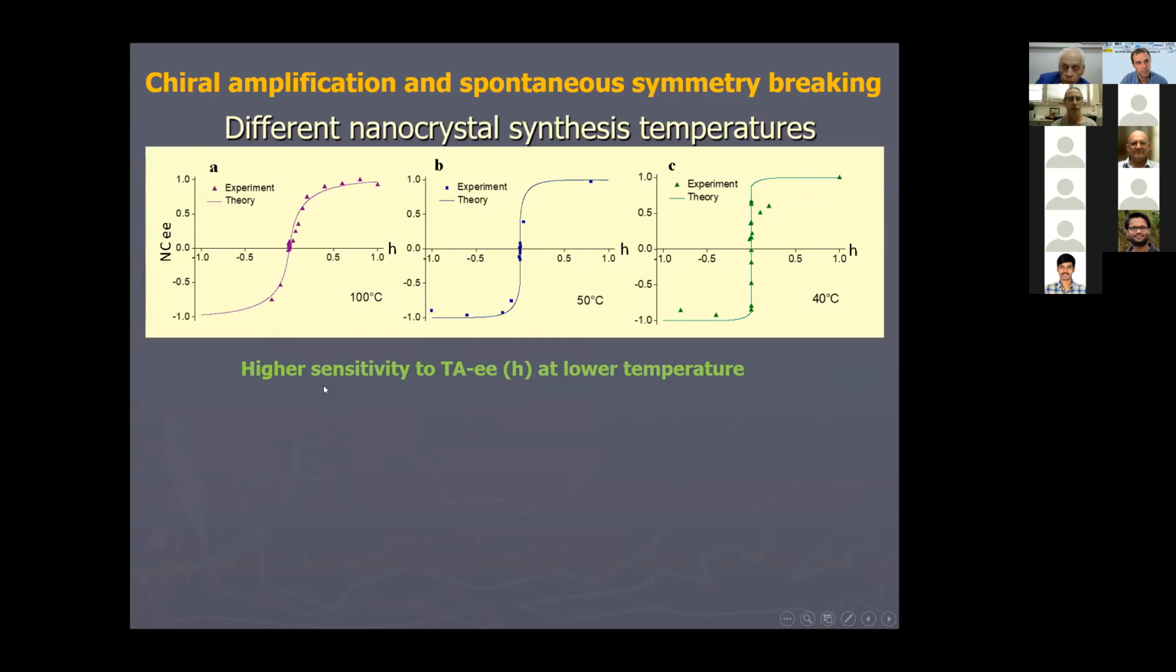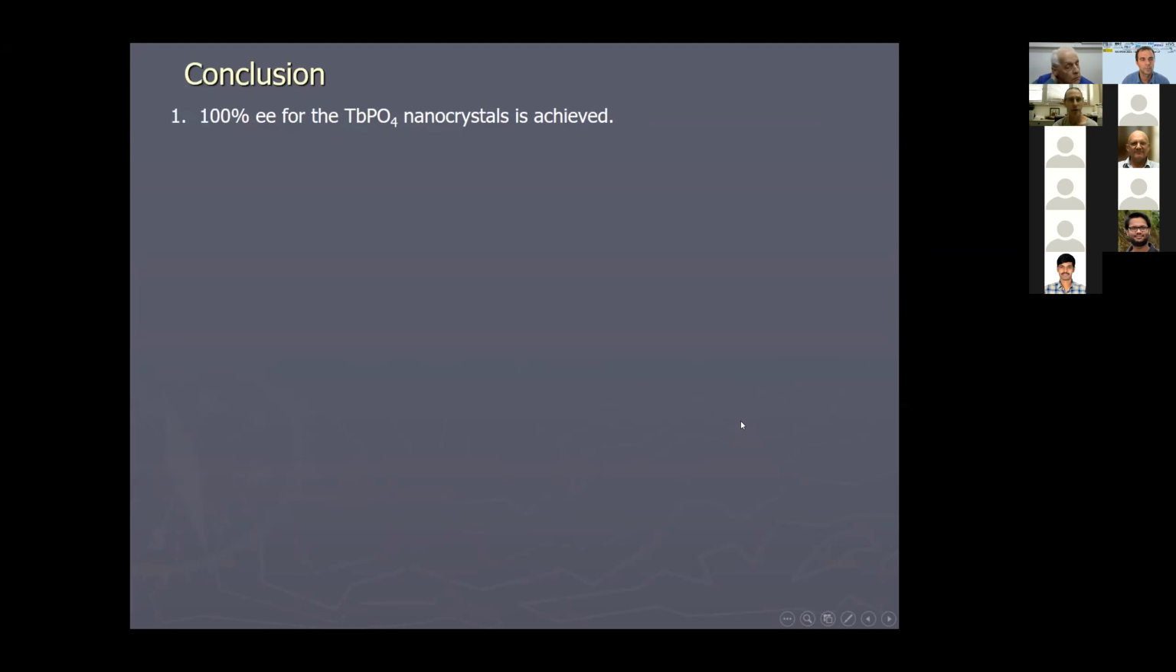So just for the last thing, when you go down in the temperature of the synthesis, to 50 degrees and 40 degrees, you see that this saturation curve becomes sharper and sharper, until at 40 degrees it's very pronounced, so that even without an enantiomeric preference of the tartaric acid, or in the total absence of tartaric acid, you get breaking of symmetry. This is like spontaneous symmetry breaking, or almost spontaneous symmetry breaking. Very tiny impurities of one enantiomer will cause the whole system to break the symmetry. This is something we are now trying to understand.